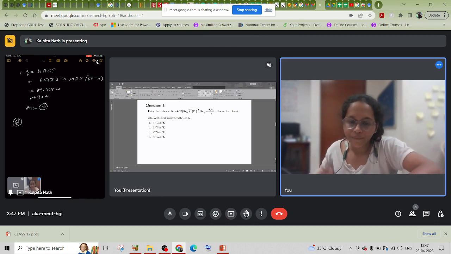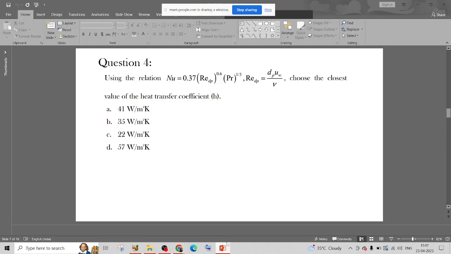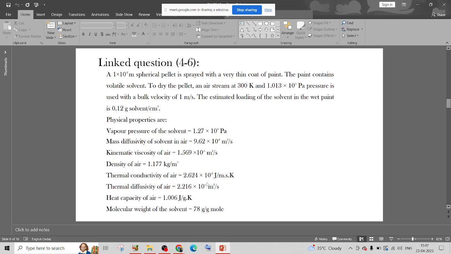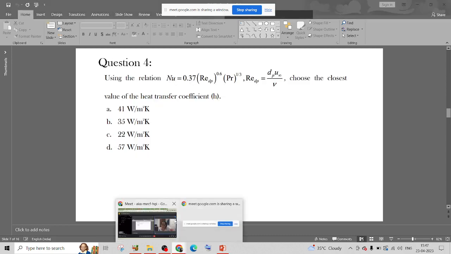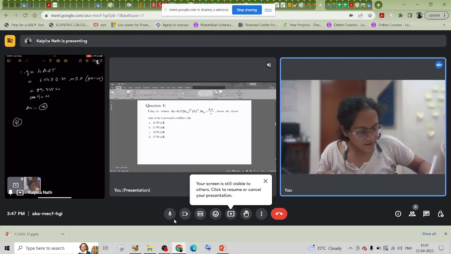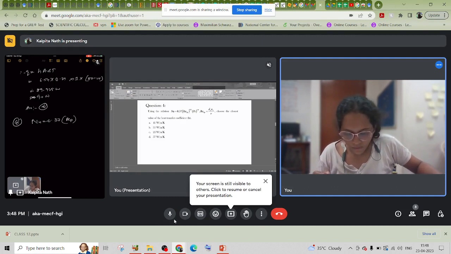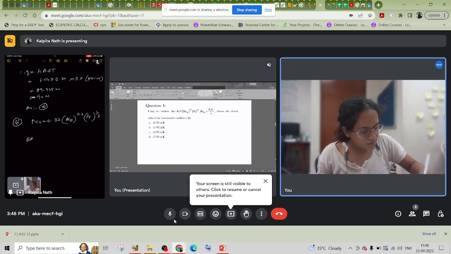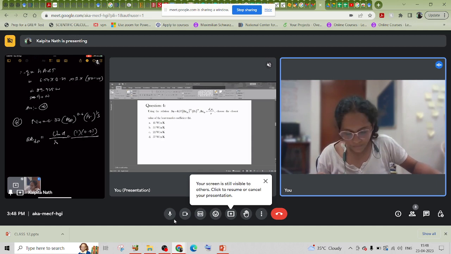Okay, about this problem, let us proceed to the solution now. First, Nusselt's number is given as 0.37 Reynolds number to the power 0.6, Prandtl number to the power 1 by 3. Reynolds number is u infinity d by nu, which is 1 into 0.01 divided by 1.569 × 10⁻⁵, which is equal to 637.